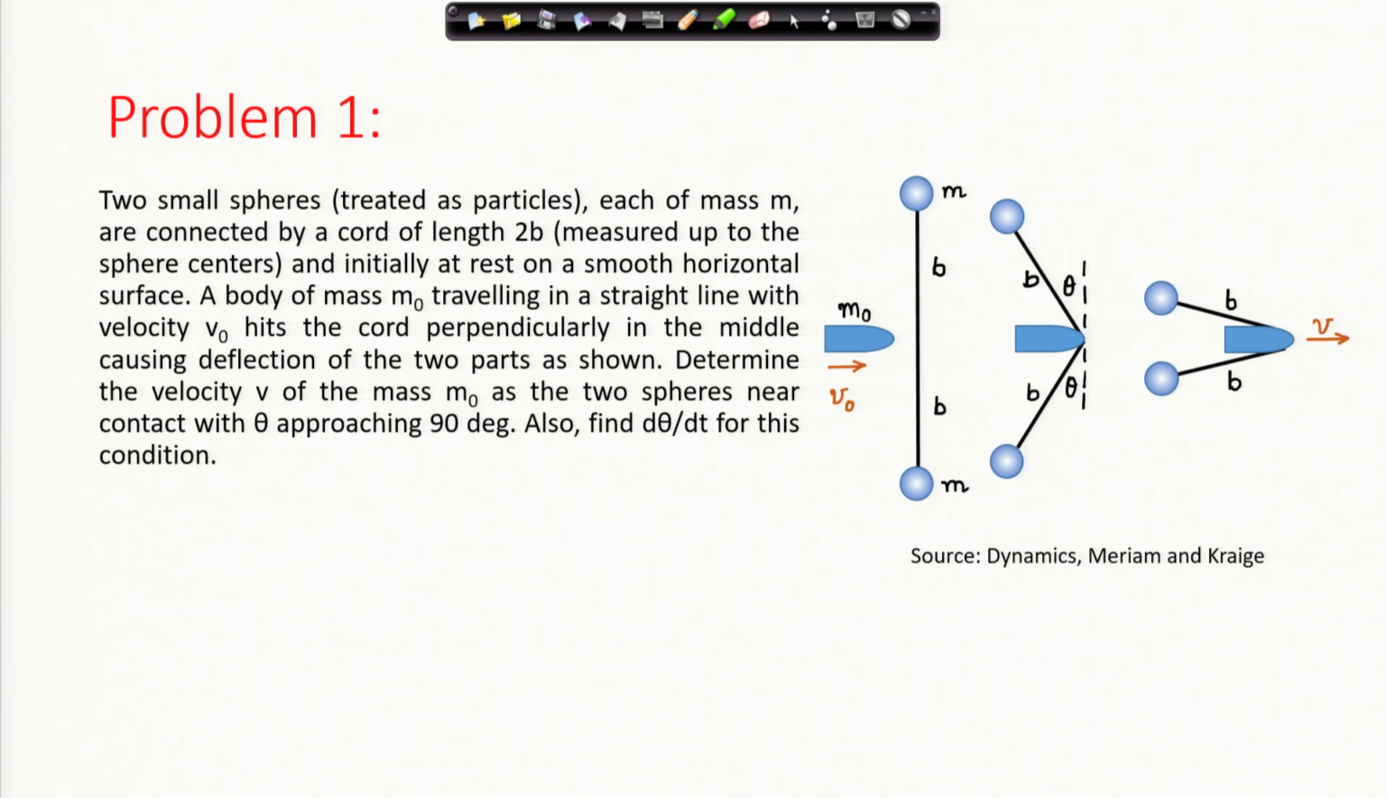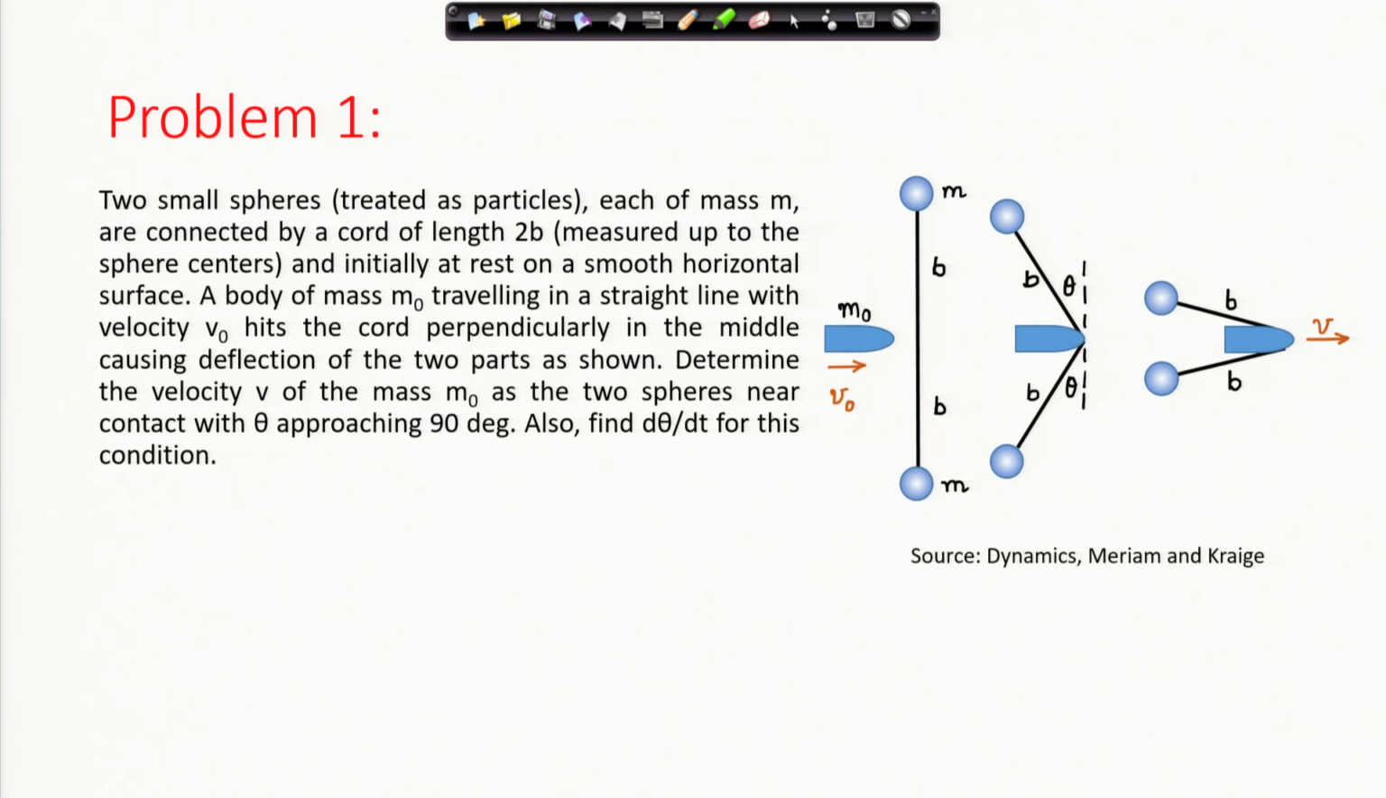Let us look at an example problem. This is taken from the book of Meriam and Craig. Two small spheres treated as particles, each of mass m, are connected by a cord of length 2b, measured up to the sphere centers. They are initially lying at rest on a smooth horizontal surface. So, these two mass points are connected by this inextensible string of length 2b, lying on a smooth horizontal surface.